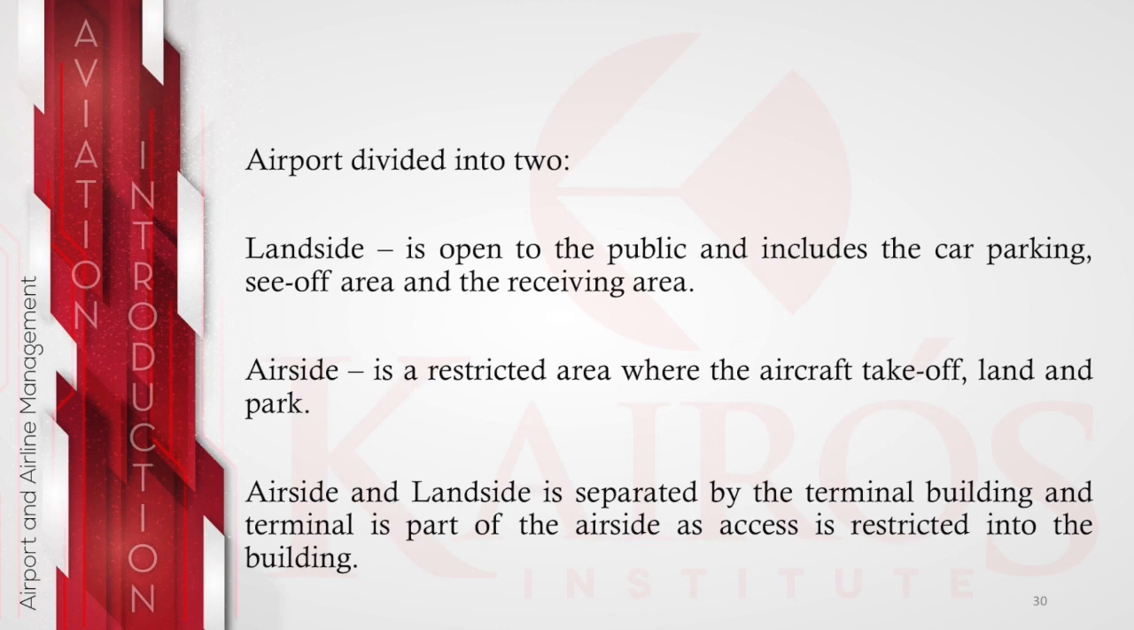Airports are divided into two: landside and airside. Landside is open to the public and includes car parking, see-off area, and the receiving area. Airside is a restricted area where the aircraft land, park, and take off. Airside and landside are separated by the terminal building, and the terminal building is also part of the airside, where access is restricted to the general public.